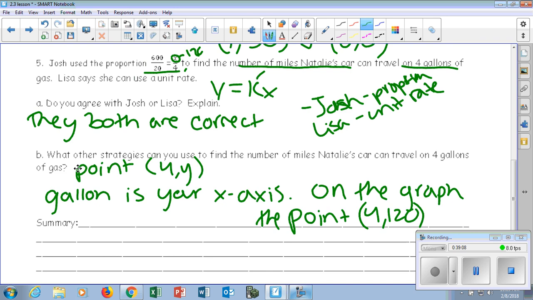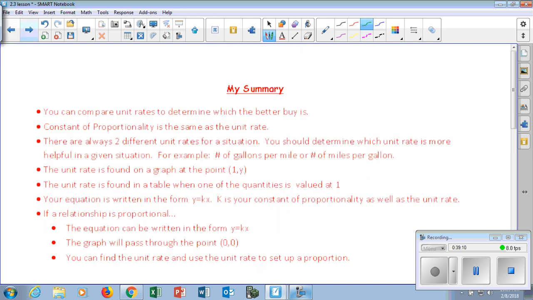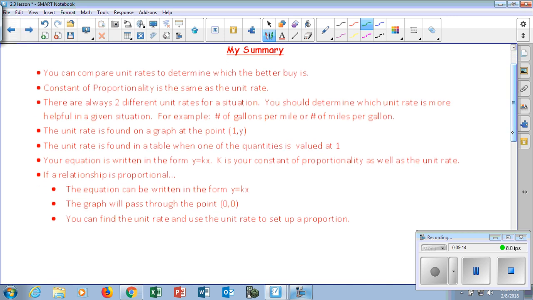So for a summary of these notes, you can compare unit rates to determine which one is better to buy. The constant rate is the same as the unit rate. There are always 2 different unit rates for a situation. You can determine which unit rate is more helpful. The unit rate is also found on a graph at the point 1, y. The unit rate is found in a table when one of the quantities' values is at 1.